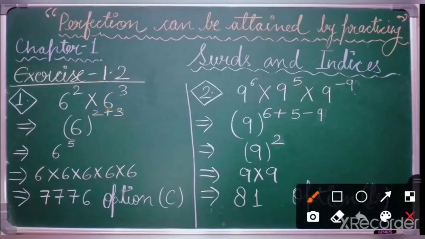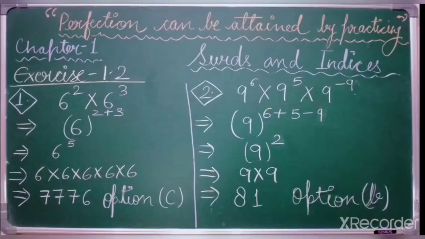Question number 2 is 9 to the power 6 multiplied by 9 to the power 5 multiplied by 9 to the power minus 9. All of them have the same base 9 and they are in multiplication. So we will write the power as 6 plus 5 minus 9 because this third power was in subtraction. When you solve it, 6 plus 5, 11 minus 9 would give you 9 to the power 2, which is 9 written for 2 times, and 9 9s are 81. Option B would be your correct answer.